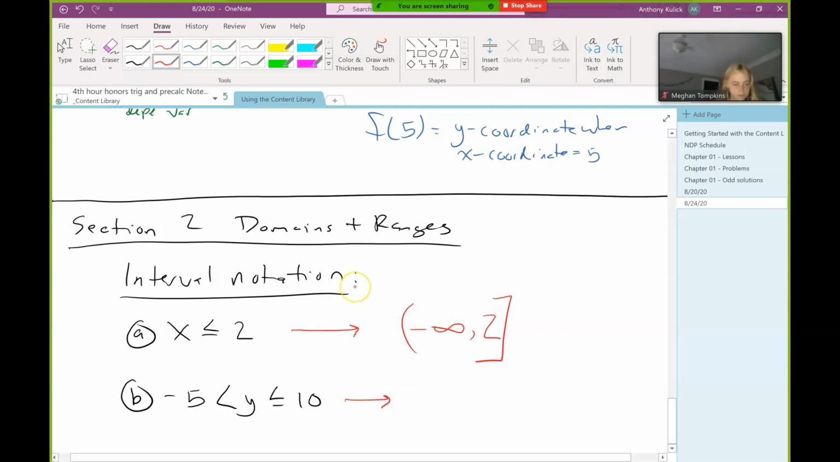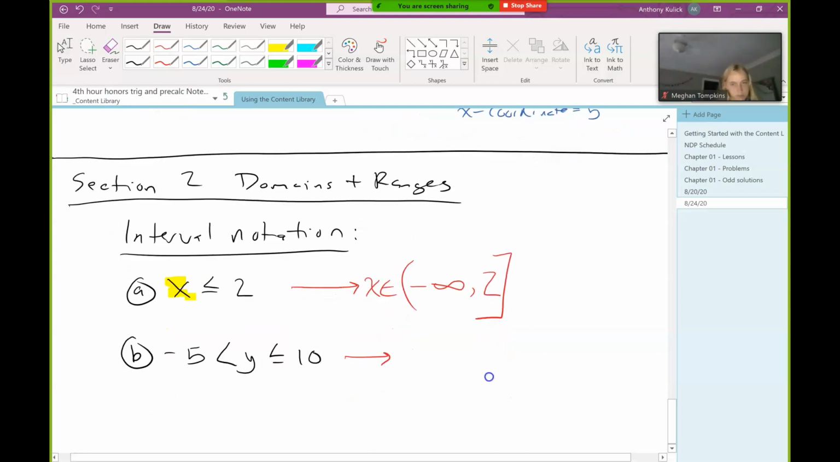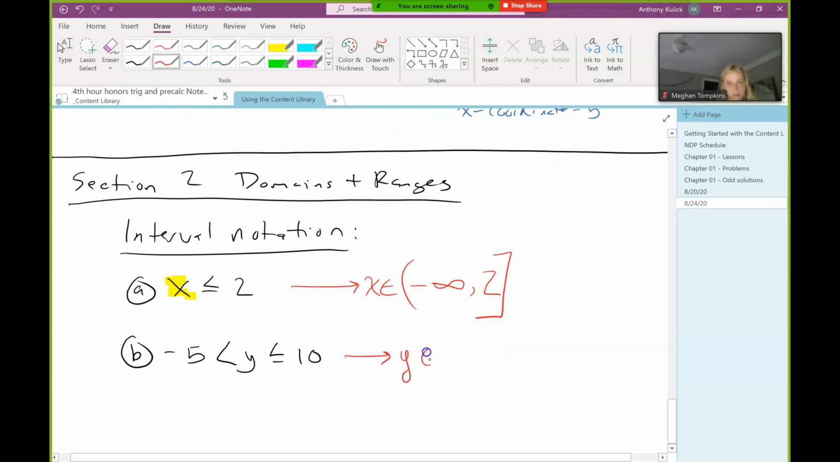And I guess really if we're going to be specific here, which we probably should be, notice how in part A, the variable is x. So probably I should say x is a member of that interval. Because in part B, I use a different variable, right? In part B, I'm using y. So let's just start off with the y is a member of, and then we'll write the interval.